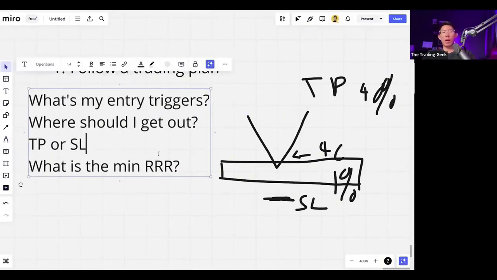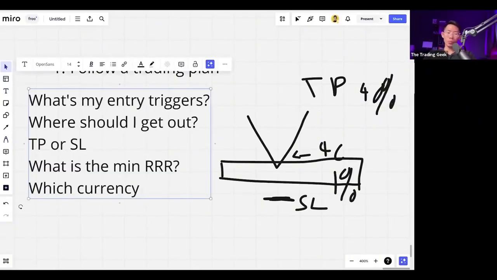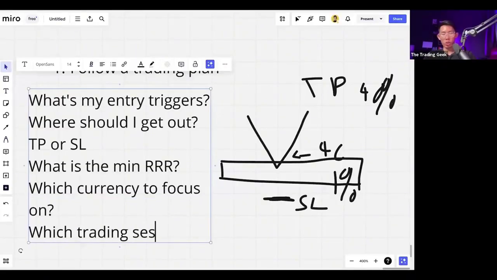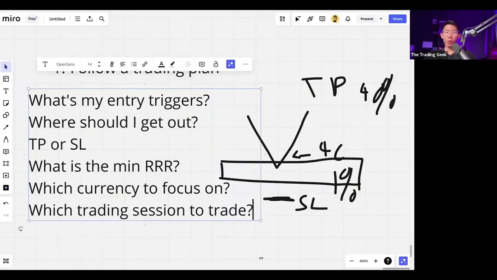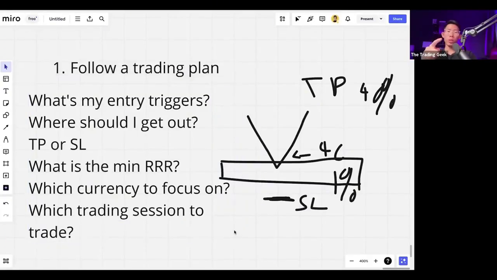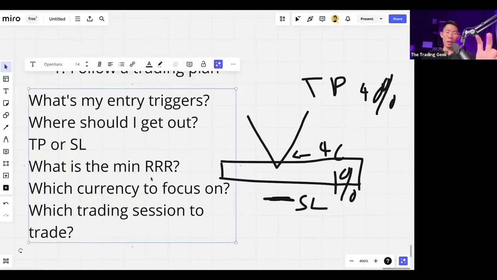Okay, so these are the things that should be inside your trading plan. There's obviously other things like which currency to focus on, which trading session to trade. And I actually have a full trading plan for you guys. If you go to the vault, you will know that I have this plan called the winning trading plan. It's like a full trading plan. This is just a summary out of it.